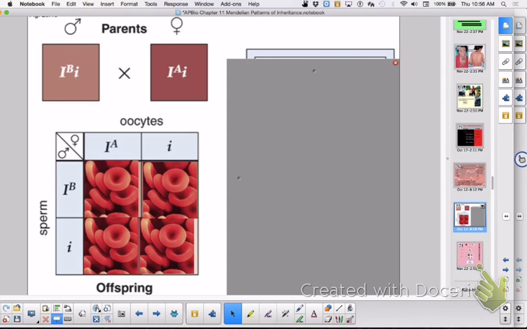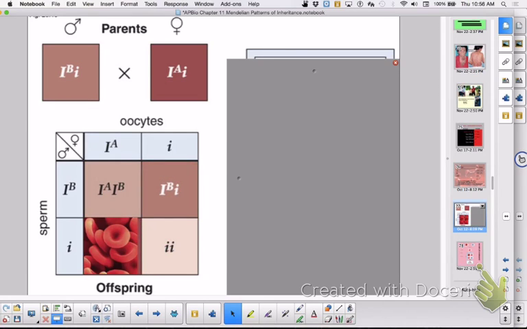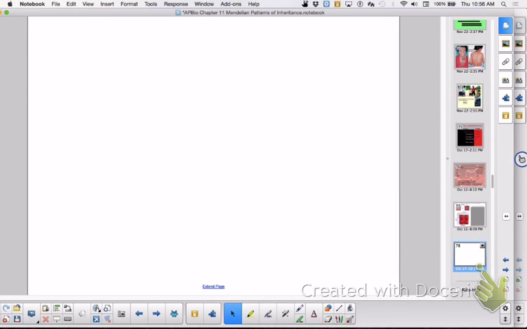All right, did you get this? So how many different genotypes did we get? 4. How many different phenotypes did we get? 4. Okay. Now, this can be used to play like, who's your daddy?